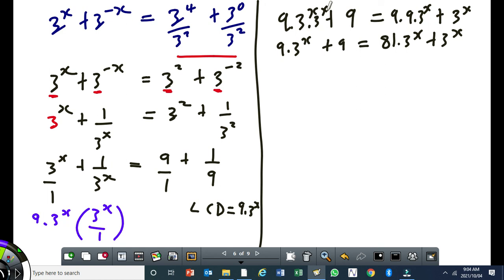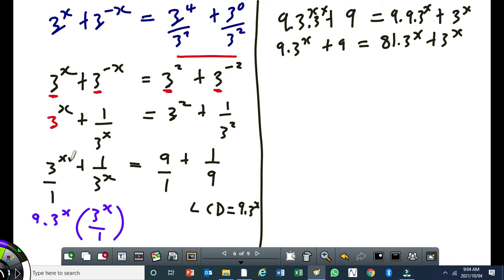So I multiplied this first term here by the LCD, which is 9 times 3 to the power of x. So I should get 9 times 3 to the power of x times 3 to the power of x. Initially, I made a mistake of not putting the 3 to the power of x. So I'm checking now whether what I did there is right or not.